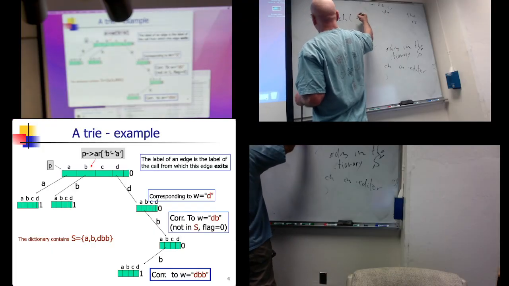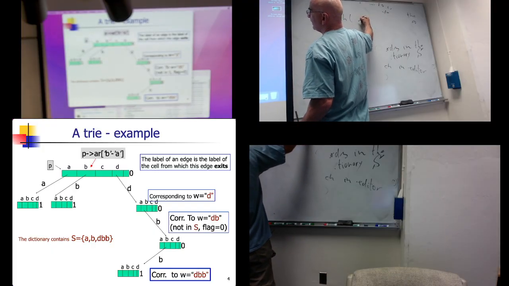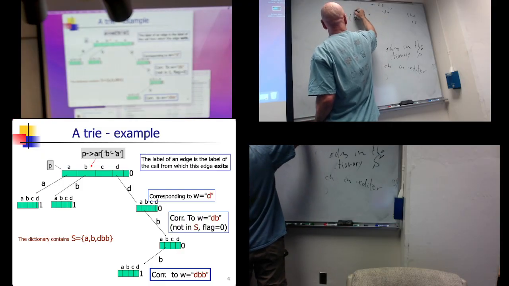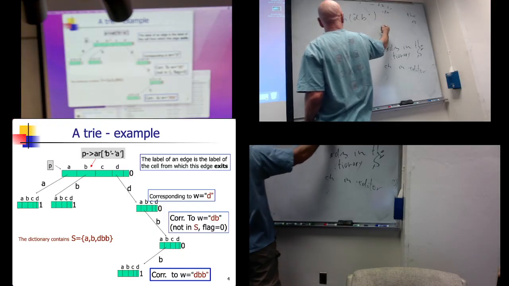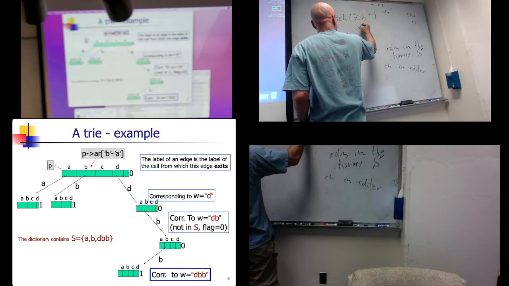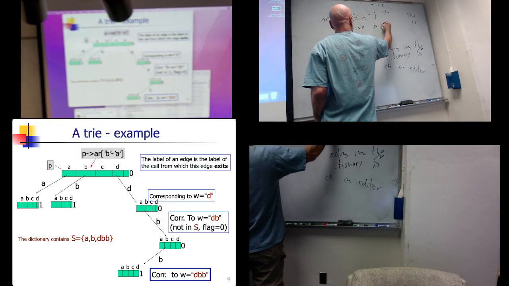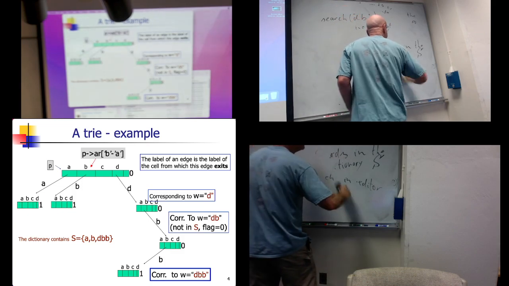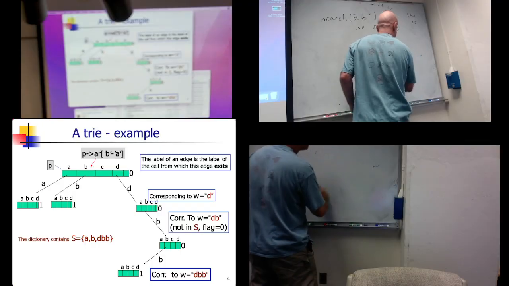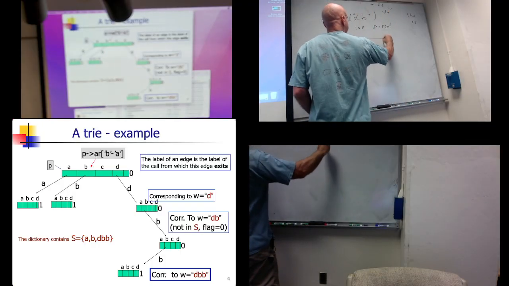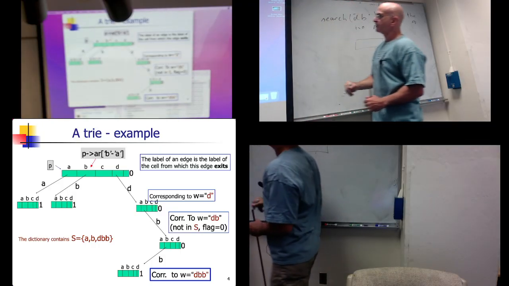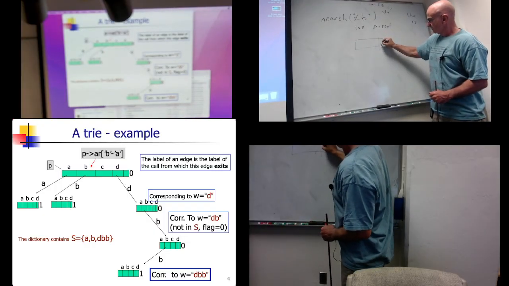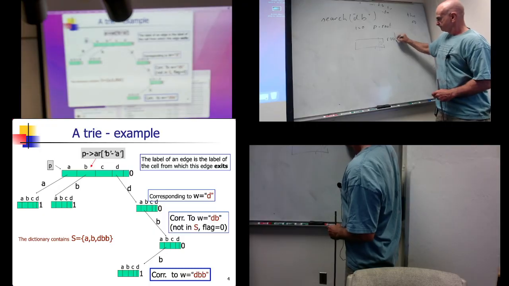So I'm doing a search of a DB, the word DB. Start from I equals 0 and P equals the root, as before. I'll just copy from the tree the part that I need. So this part here is the root.